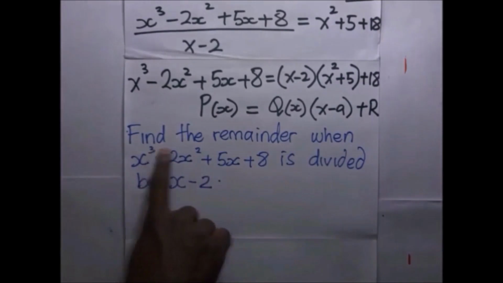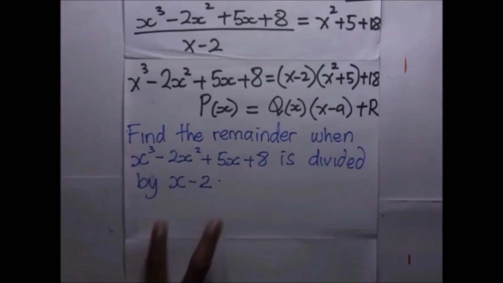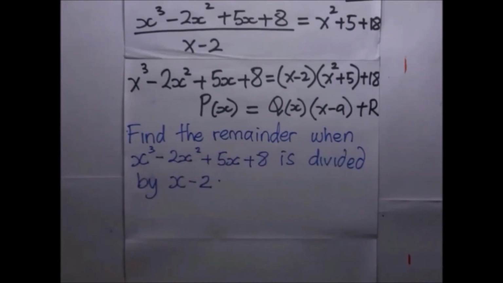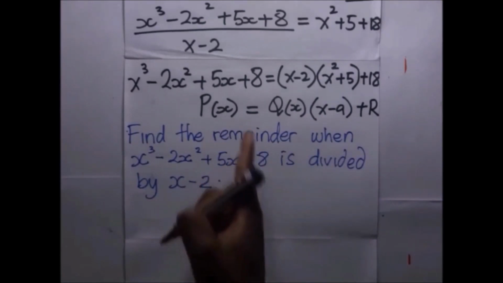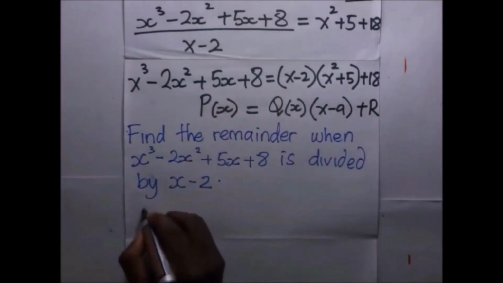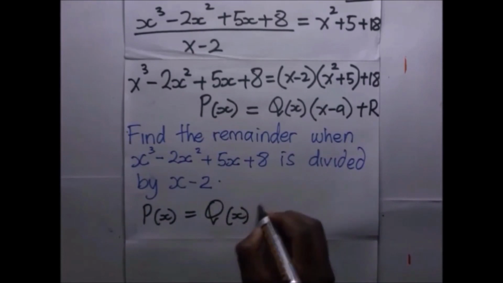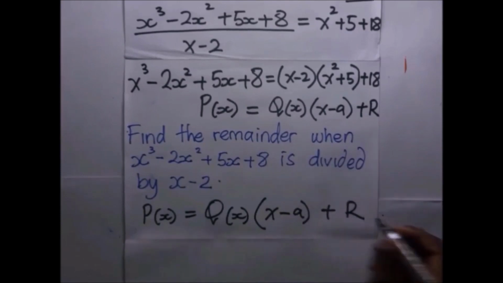If you look at this question, they're asking us to find the remainder when this polynomial is divided by this divisor. So for us to be able to divide this polynomial by this divisor so that we're able to get a remainder, this should be equal to 0. So for us to continue solving this, we're not going to use long division. We are going to use this expression that we have gotten, that p of x is going to be equal to the quotient of x, multiplied by the divisor, which is x minus a, plus the remainder. Let's call the remainder r.